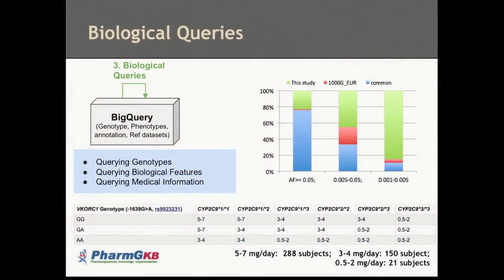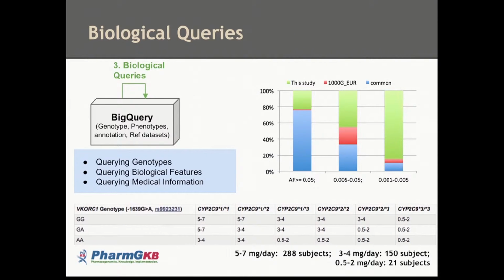Our data mining solutions enable interactive queries for deriving statistical, biological, and medical information. So we can combine analysis with other cohorts. For example, we compare the allele frequency distribution in our cohort versus the 1,000 Genomes project. Our cohort is shown in green here. So as you see, with the decrease in allele frequency, we contributed more and more significantly. So we were able to detect many rare variants because our genomes were deeply sequenced.